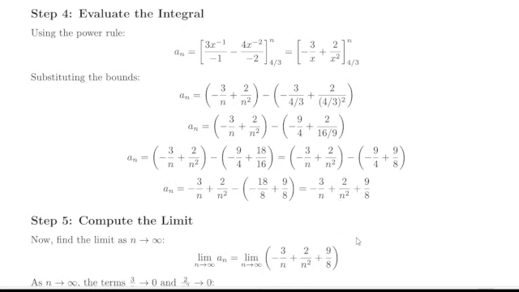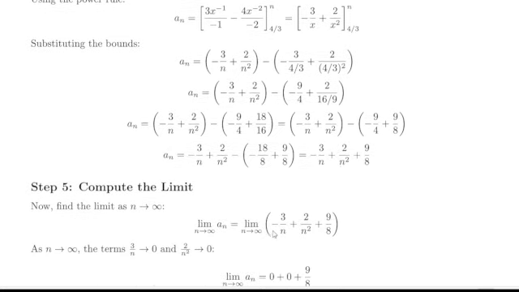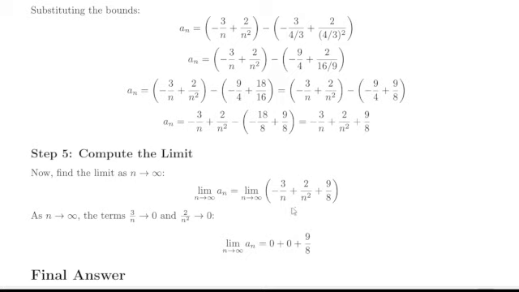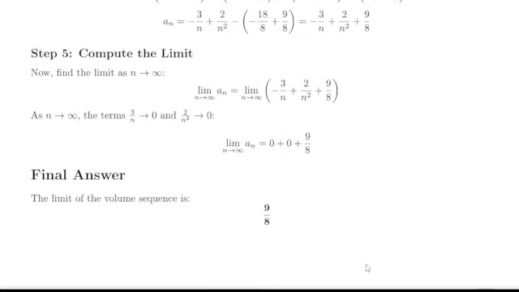Finally, we can take the limit as n approaches infinity. Both the first two terms go to 0. And then we end up with 9 over 8 as our final answer. So that's going to be the limit of the volume sequence.